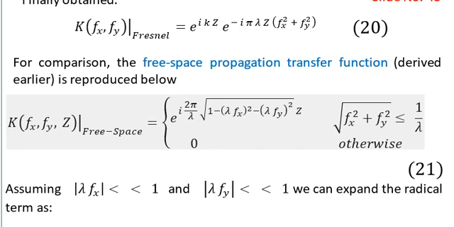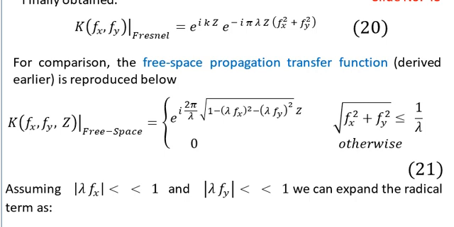And you know that the limit is that the square root of fx square plus fy square is less than or equal to 1 over lambda, and otherwise this quantity is equal to 0. We want to convert the free space transfer function into the Fresnel transfer function. For that, we are assuming that the mod of lambda fx is less than 1, and similarly the mod of lambda fy is less than 1.